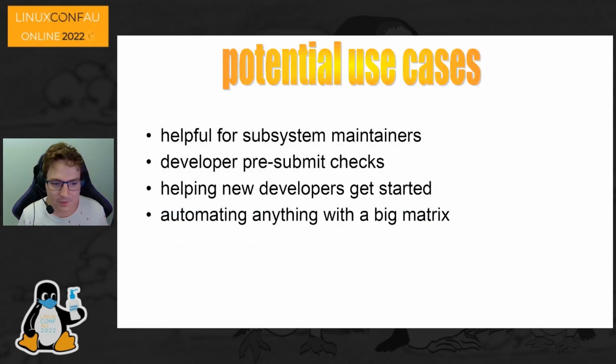So some other potential use cases for this, aside from this specific one, I think can certainly be of use to subsystem maintainers, because you have a matrix of stuff that you're not constantly testing. You don't always have the hardware to test it. You can keep some of that more niche stuff rolling. Developer pre-submits is another one.